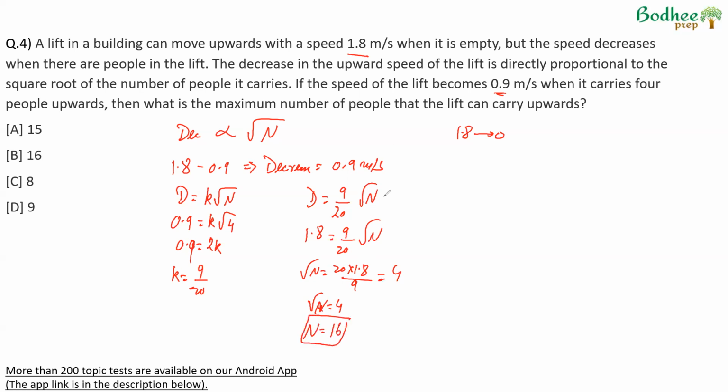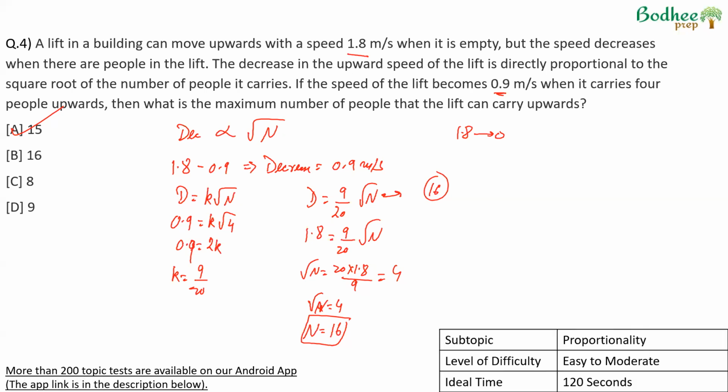If there are 16 people in the lift, the speed will become 0. The lift will not move upwards. So remove one of the persons, the speed becomes just greater than 0, and the lift starts to move. So the maximum number of people that can be carried becomes 15. At 16, the speed is 0, the lift is not moving, so one less than that.